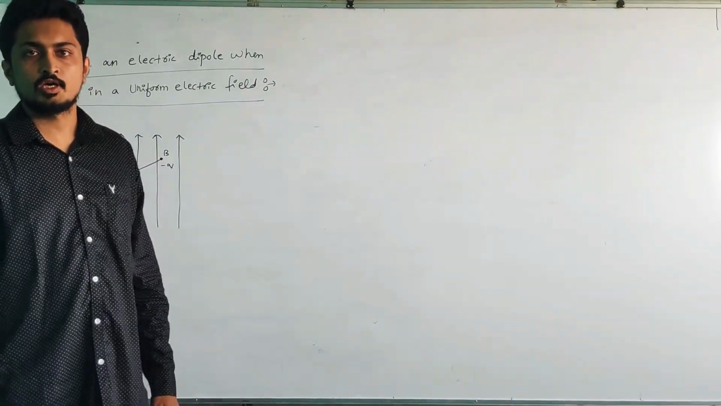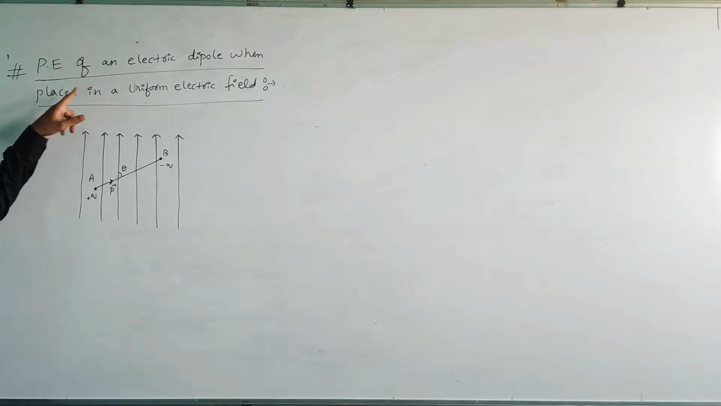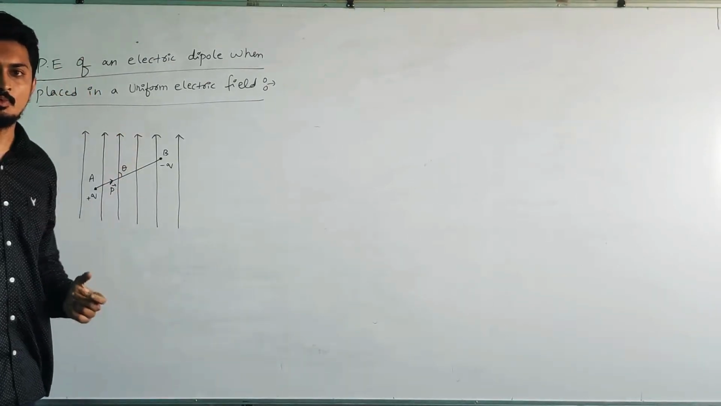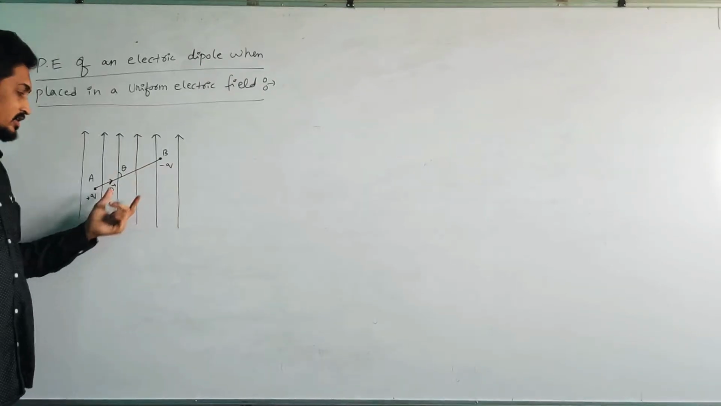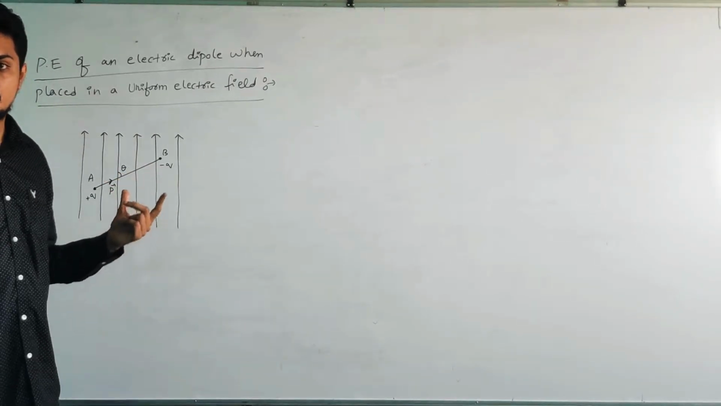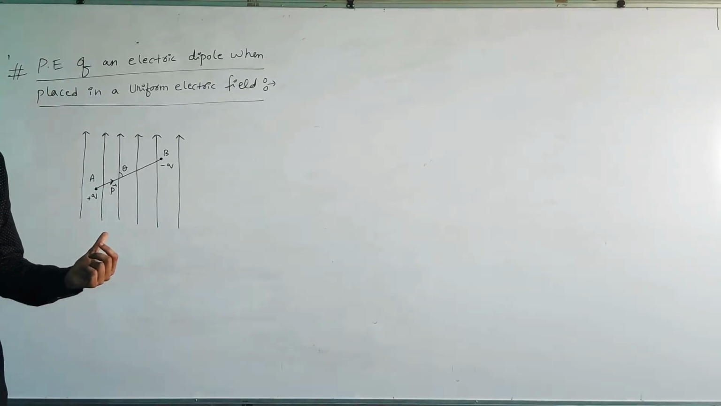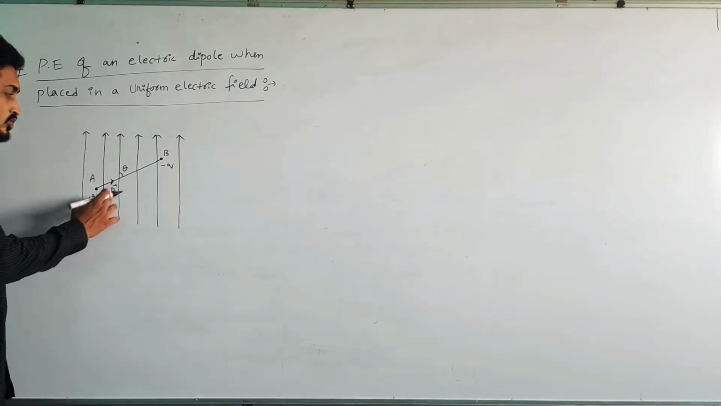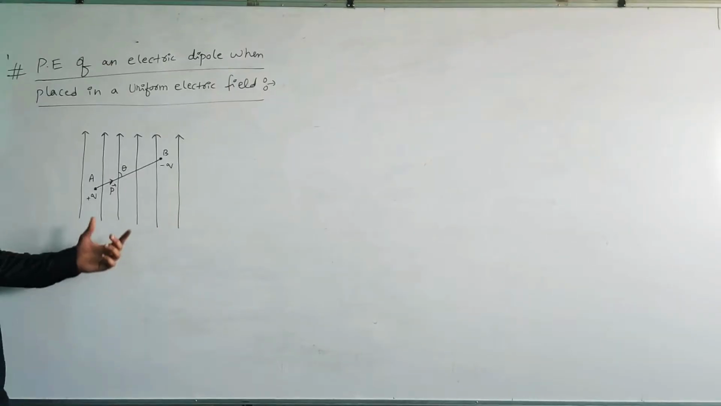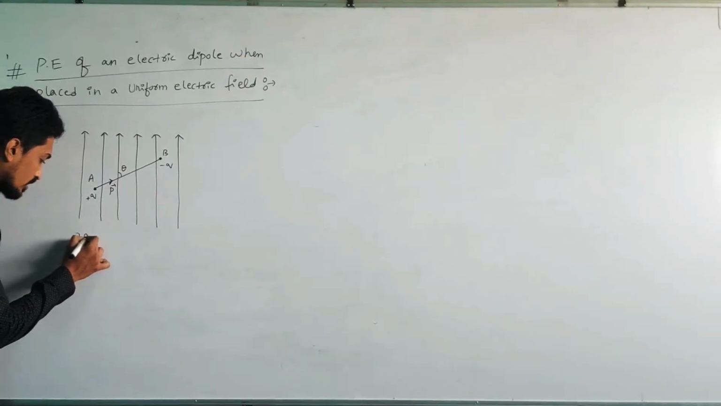Good morning students. Today I am going to start a topic called potential energy of an electric dipole when placed in a uniform electric field. So this is the uniform electric field in which a dipole is present. A dipole is nothing but two equal and opposite charges separated by a very small distance. So consider charges plus q and minus q of a dipole separated by a very small distance 2a.